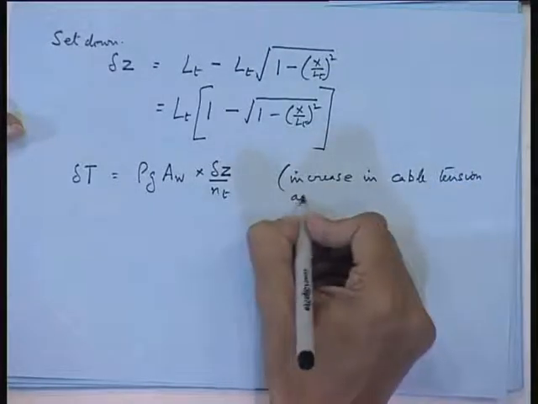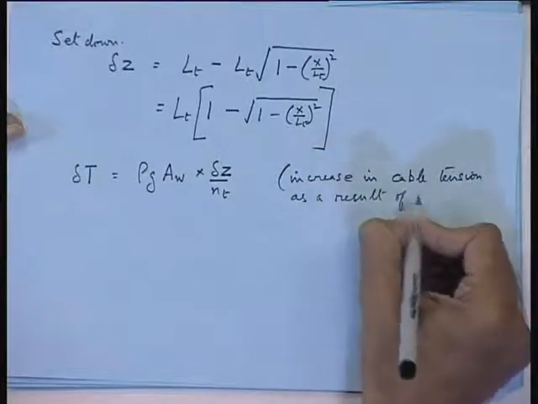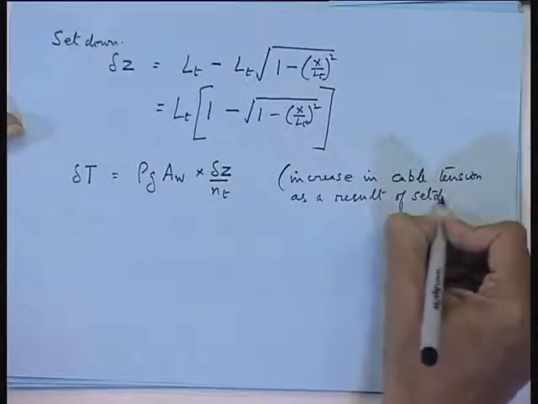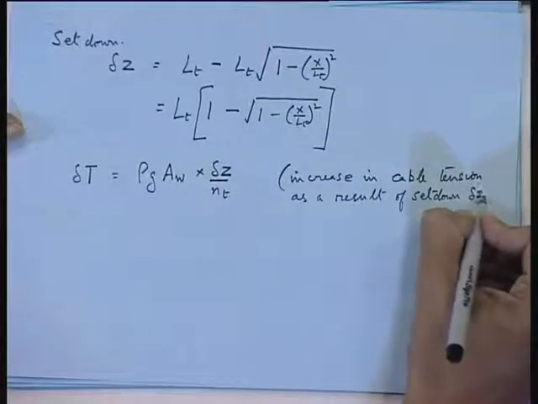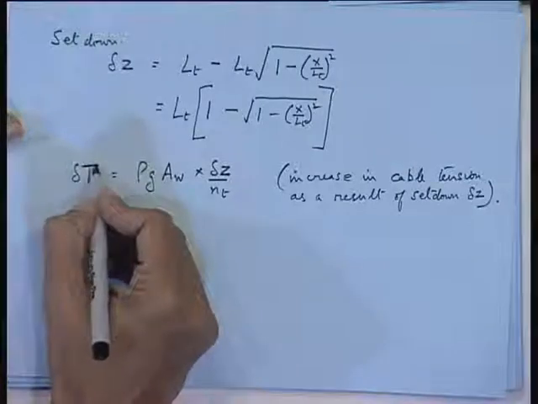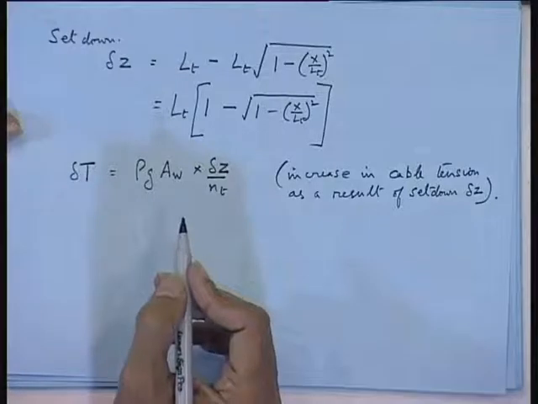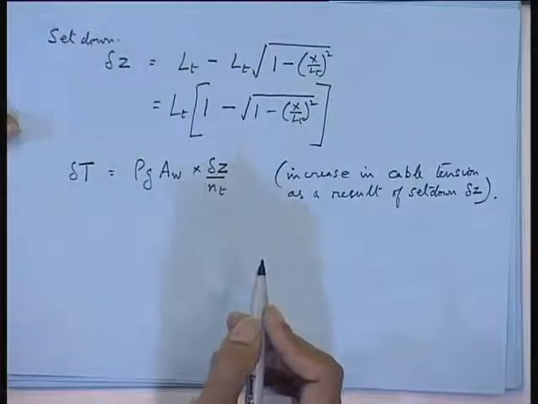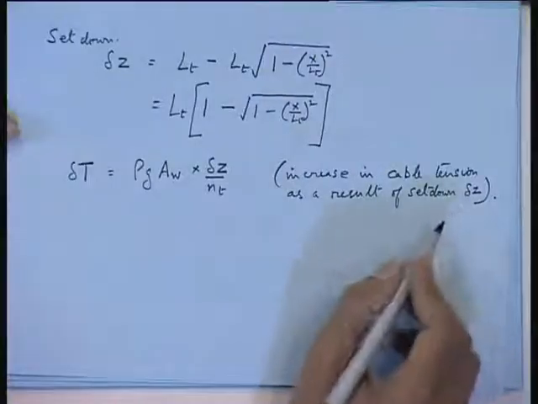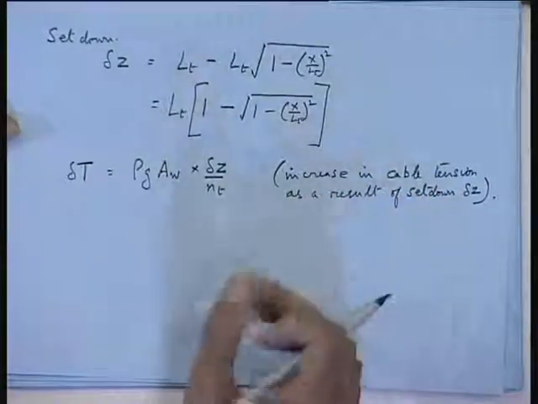As a result of set down delta Z. So, this actually is very important, delta T. So, this should not increase to such an extent that it goes beyond the breaking strength of the cable. Otherwise, you can pay out. If this is increasing the tensile stress, you keep on paying out the cable.